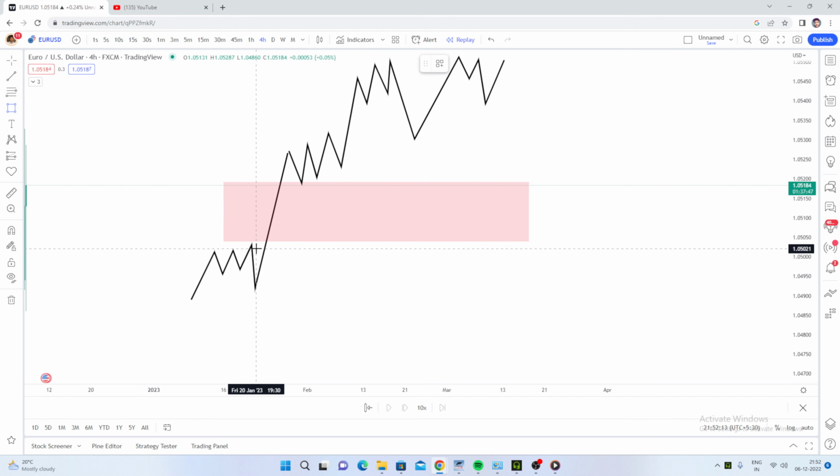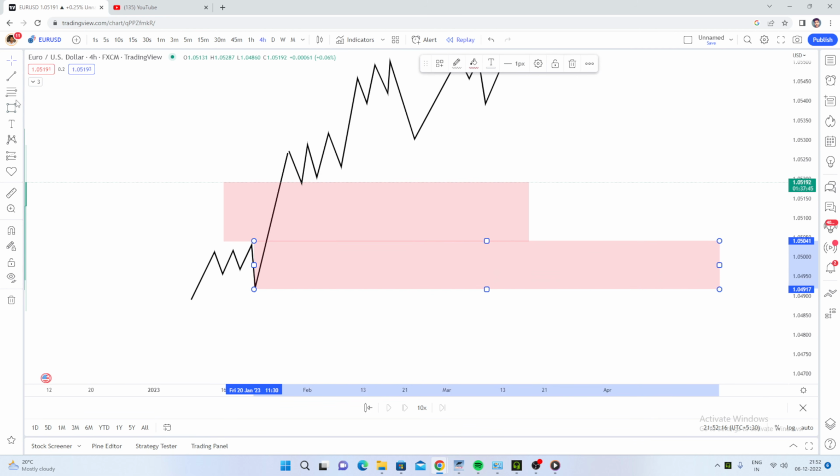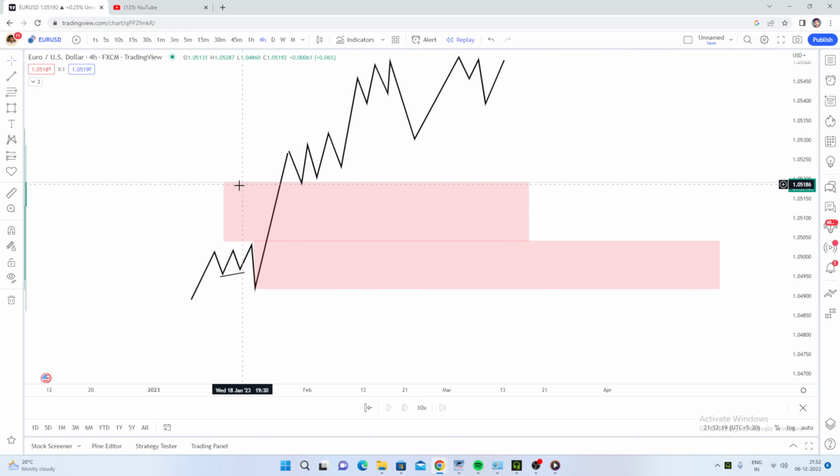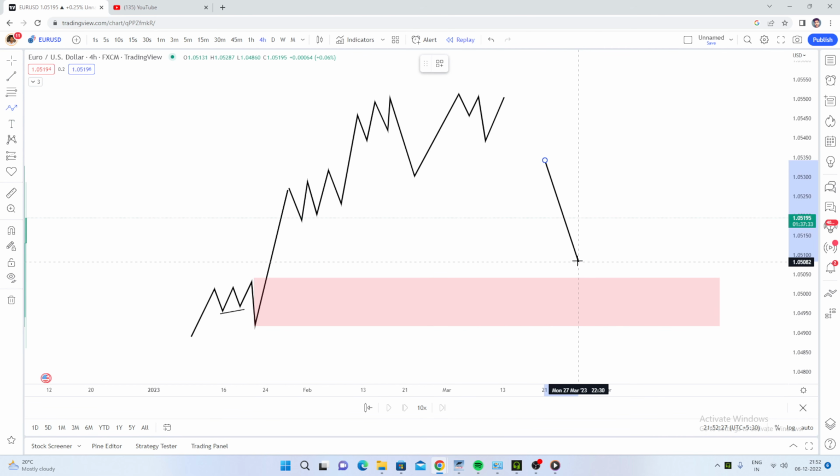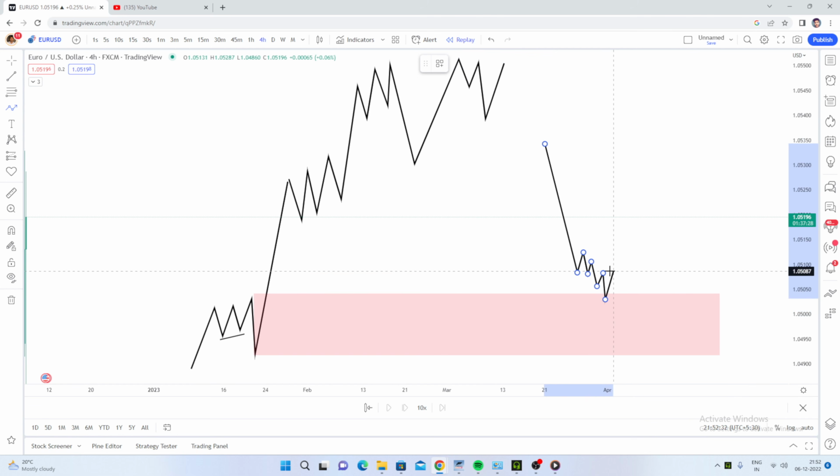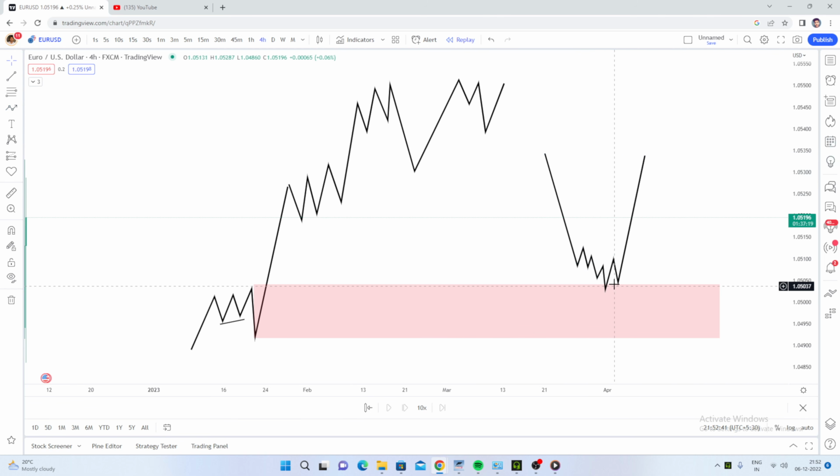Okay, this is our point of interest, which swept the liquidity. How will we trade this? When price comes on lower time frame, we will wait for structure to shift and then we will enter buy here and stop loss will be here. So we will see this on a real chart.